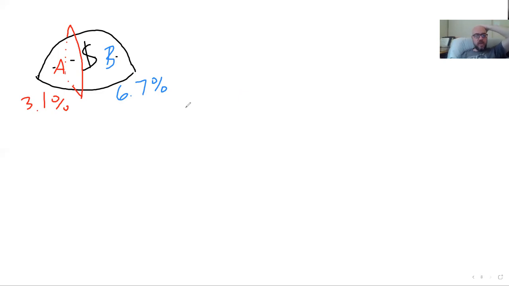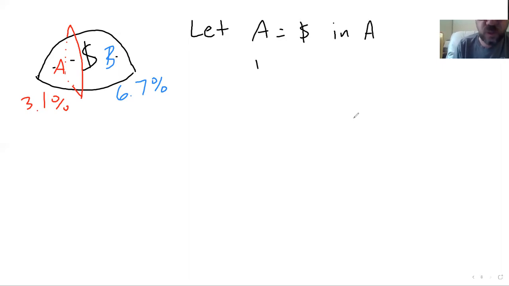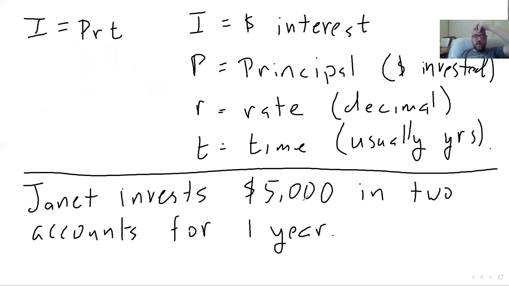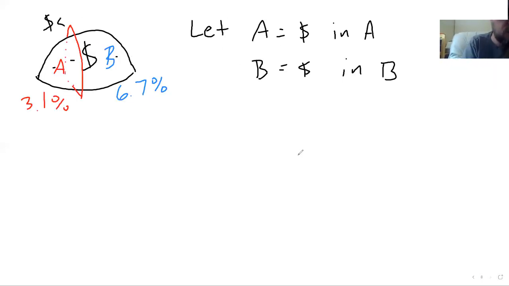So I'm going to let A be the amount in account A and B be the amount in account B. Unsurprisingly, since we're looking for the two amounts, and I don't know what they are, I'm going to call them something. A equals money in A, and B equals money in B. Okay, so we know a couple of things about A and B. The first thing that we know is that Janet invested $5,000 in these two accounts. So that must mean that the total pile, this whole thing, is 5,000. So I must have A plus B is 5,000.